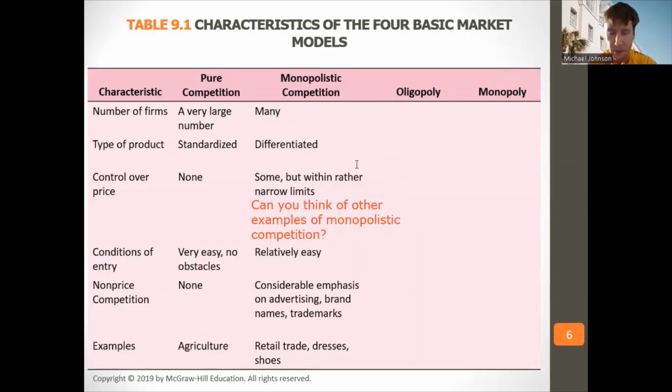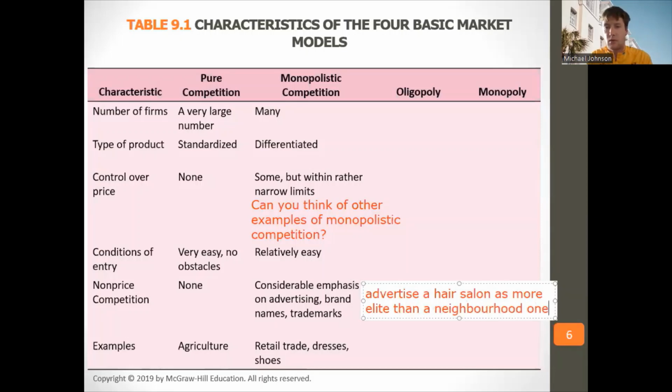Yeah, that could be a good example. Nicole, that's a great example. There's some control over price. You advertise a hair salon as, let's say, more elite compared to the regular ones to get more profit. So they can advertise a hair salon as more elite than a neighborhood one to generate higher fees. That's what you could do with non-price competition there.